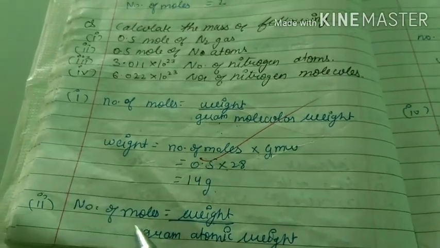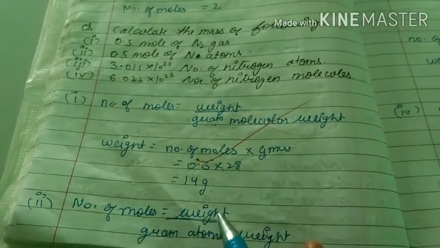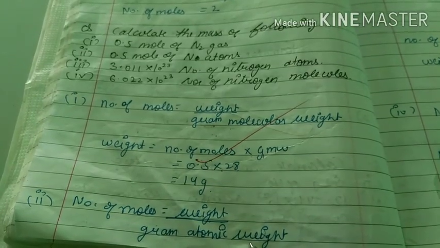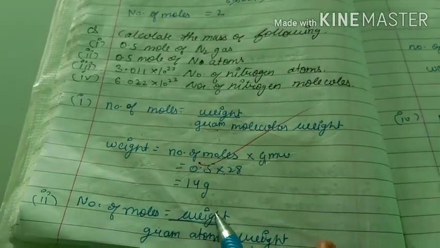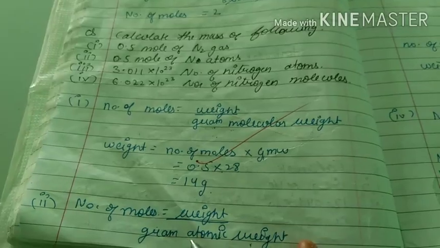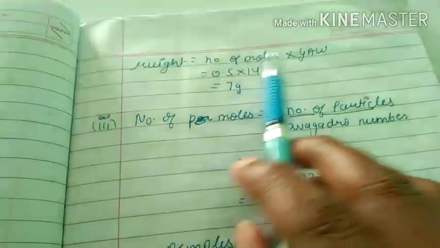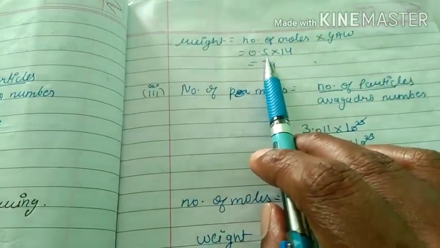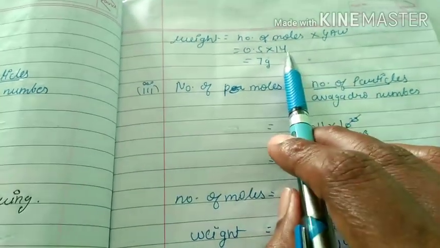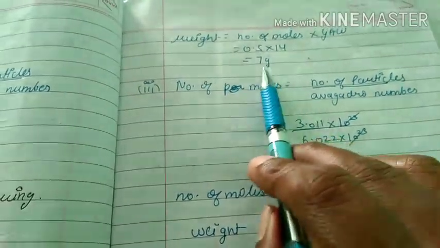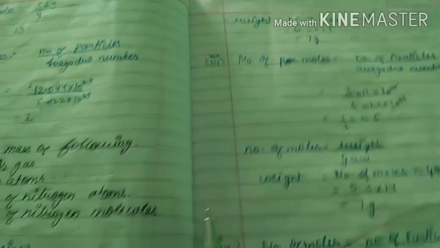That is, number of moles equals weight by gram atomic weight. From this, weight equals number of moles into gram atomic weight. Number of moles, how much? 0.5 into gram atomic weight of nitrogen, how much? 14. So finally 7. That's all.